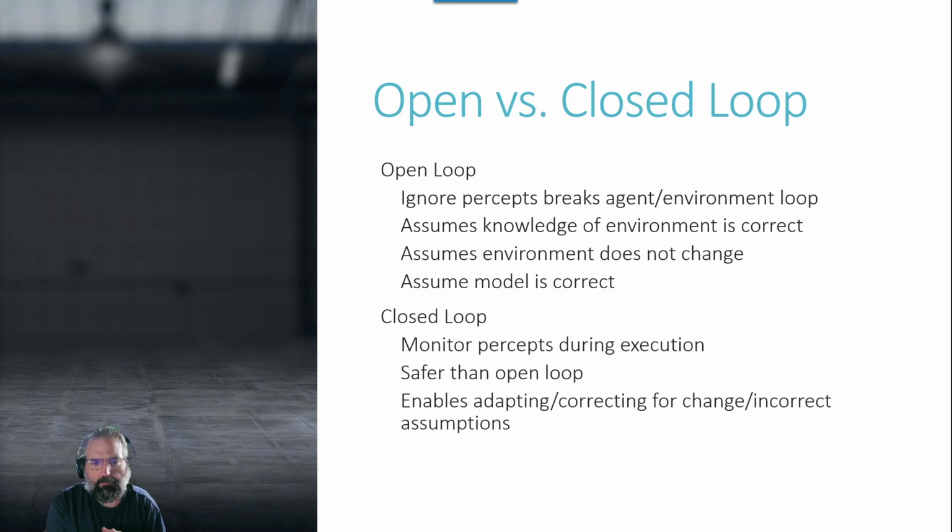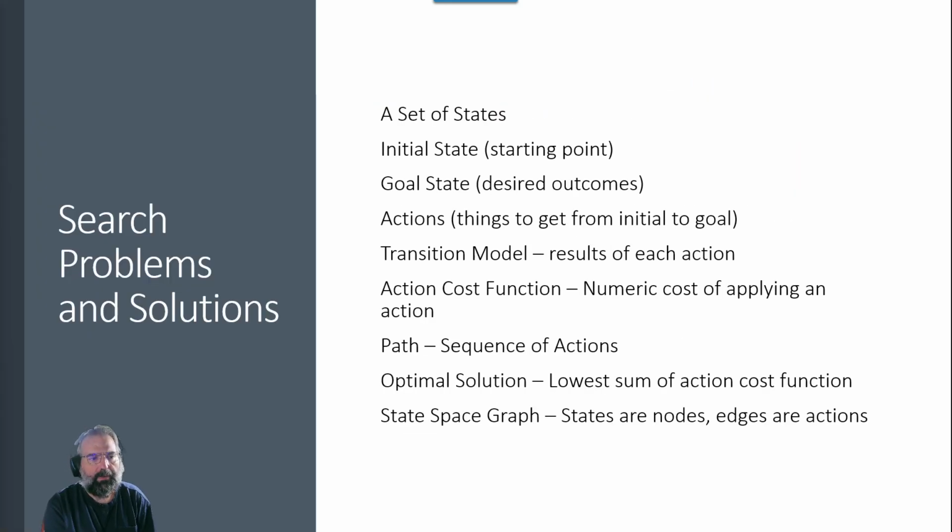We talk about open and closed loop. It's about when you ignore the percepts that you've been observing around the environment. So open loop: ignore the percepts, which breaks the agent-environment loop, assumes knowledge of the environment is correct, assumes the environment doesn't change, and assumes the model is correct. Whereas a closed loop approach is going to monitor the percepts during execution. It's safer than open loop. It enables adaptation and changing or correcting of incorrect assumptions. So they're design choices that you make, and you make them based upon the situation you're in.